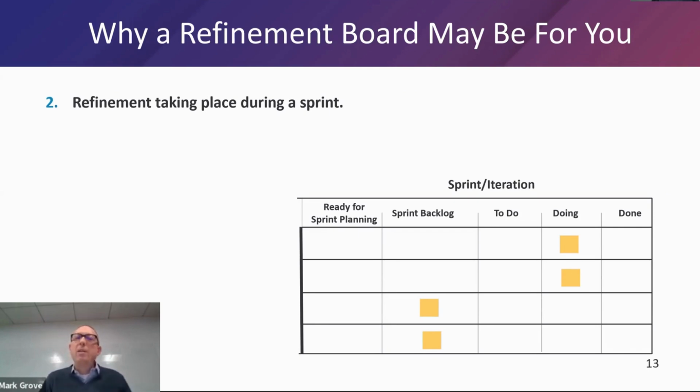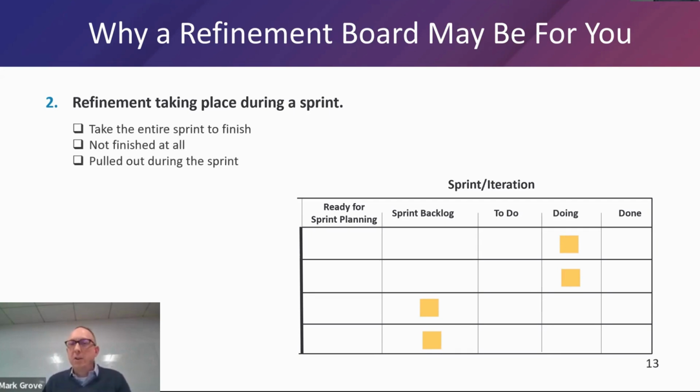How many times have we noticed during our sprints that teams are looking at this user story or this work item, and you hear things like, what is this thing again? Or what's happening with this? Or is this really what the acceptance criteria should be? They're questioning it. Perhaps they haven't done as good of a job of meeting that definition already as they should have done. You may notice that they're taking the entire sprint to finish, or they're not finishing that user story or that work item at all, or perhaps even they're pulling it out of the sprint.